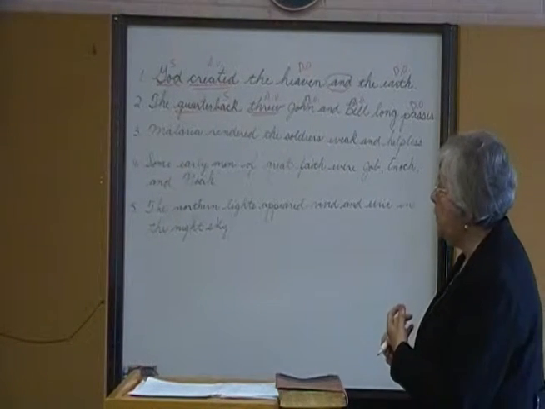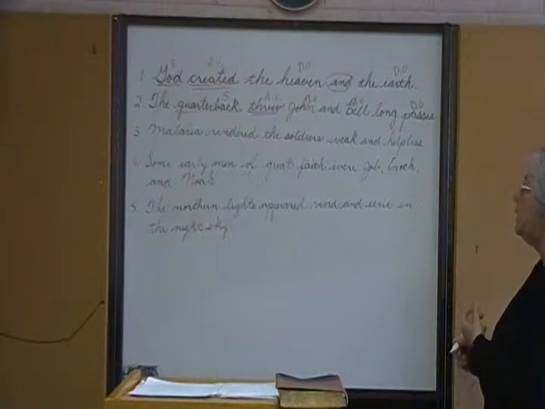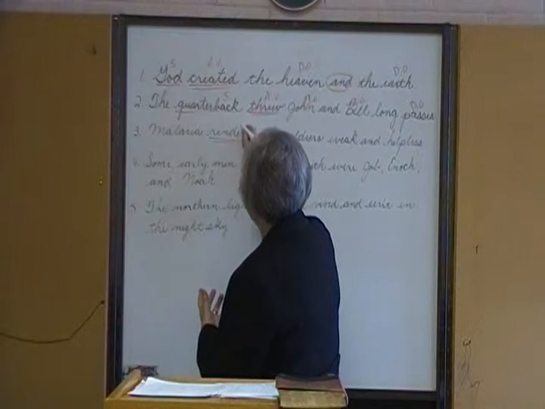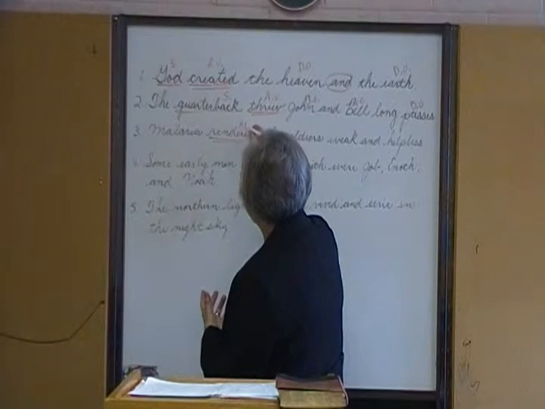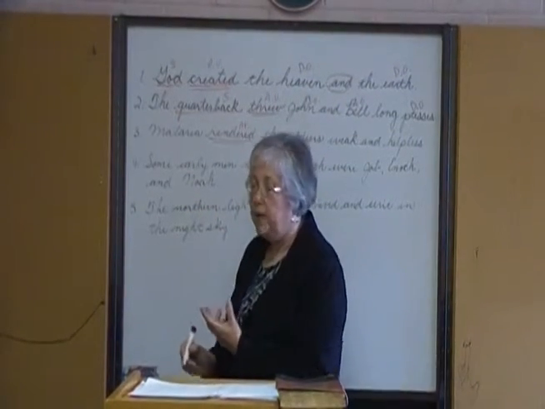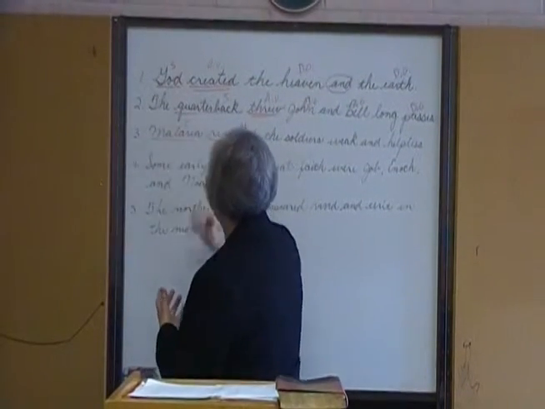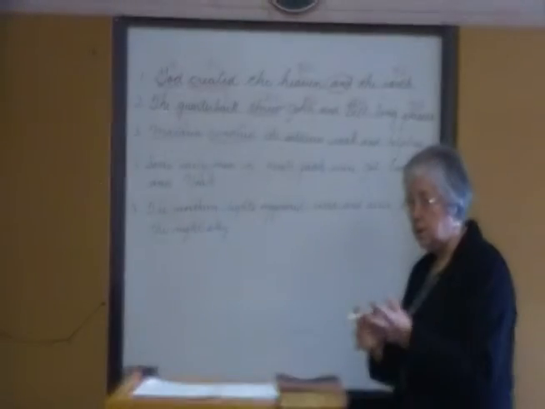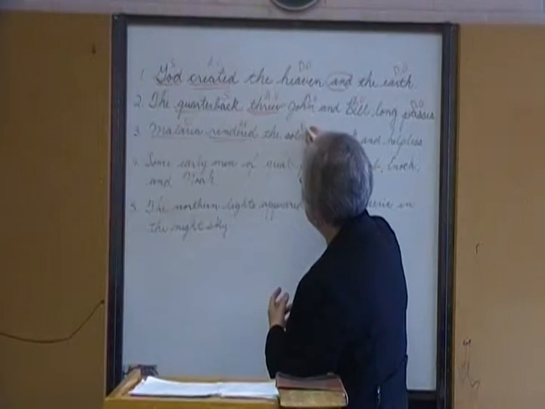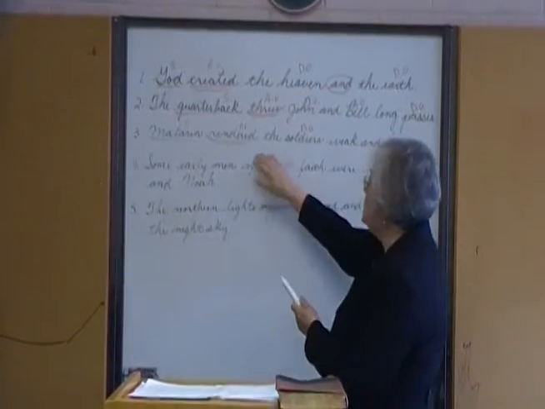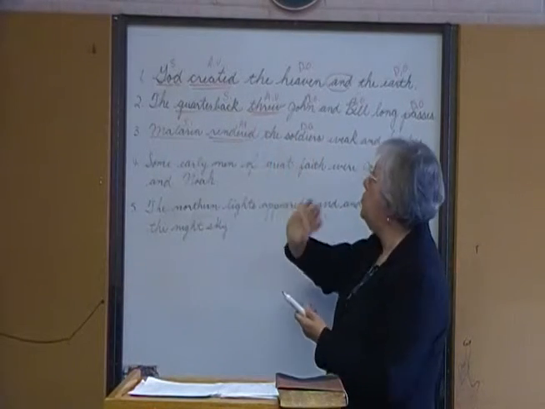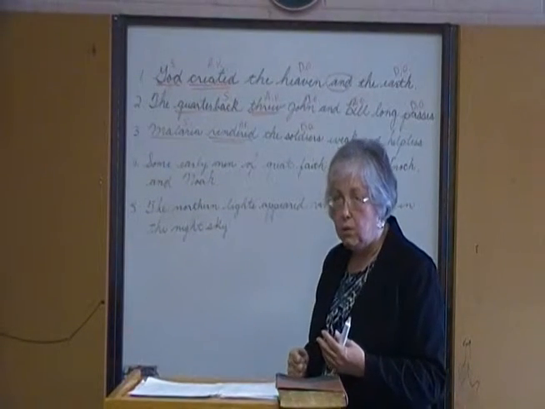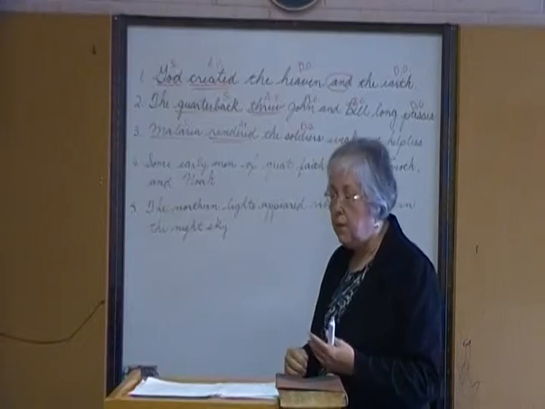Number 3, malaria rendered the soldiers weak and helpless. The action verb, rendered. Who or what rendered? Malaria. Subject. All right, rendered whom or what? Rendered soldiers, passing the action on to soldiers. Soldiers is the direct object. Now, since soldiers is right after the verb, you know you don't have an indirect object. Remember I said indirect objects always immediately follow the action verb and that they come before the direct object?